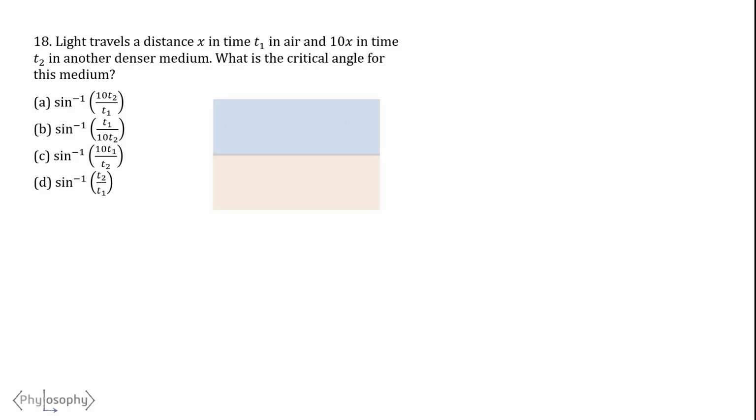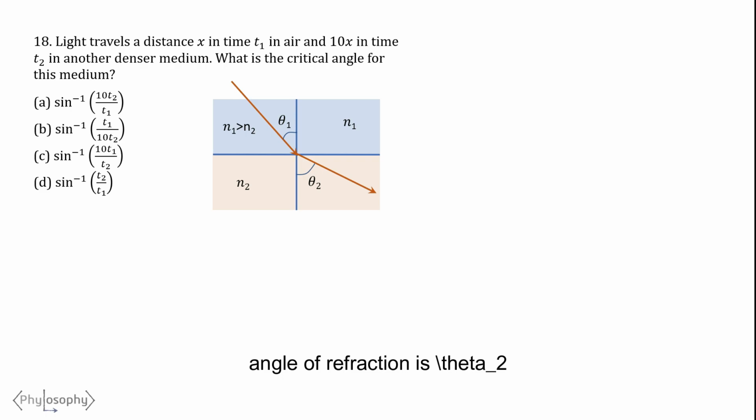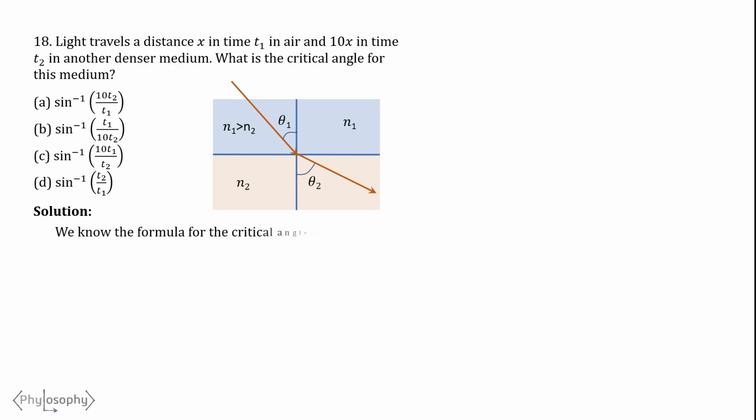So according to the question, there are two mediums of refractive index n1 and n2, and let's consider n1 is greater than n2. Now a ray refracted from the first medium to the second medium with incidence angle θ1 and θ2. Now we know from the formula of critical angle that sin θc is equal to n2 by n1. Here n2 is the rarer medium and n1 is the denser medium.